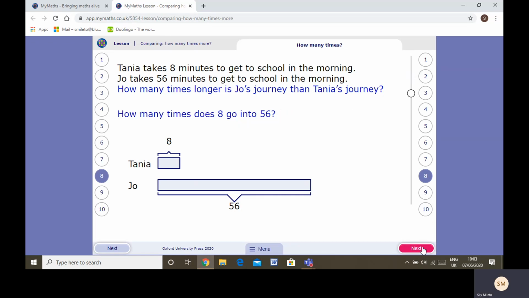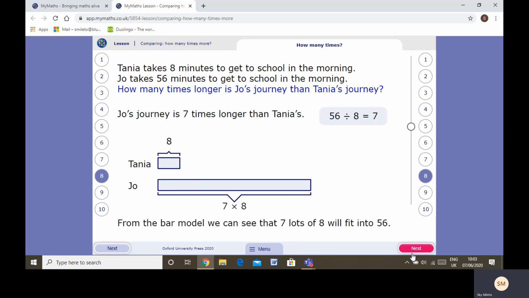So to work that out, we need to know how many times does 8 go into 56. And the easiest way to do that is a division. 56 divided by 8. And 56 divided by 8 is 7. So Joe's journey is 7 times longer than Tanya's. You can see 1, 2, 3, 4, 5, 6, 7.